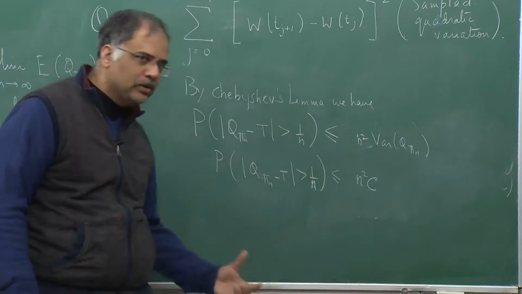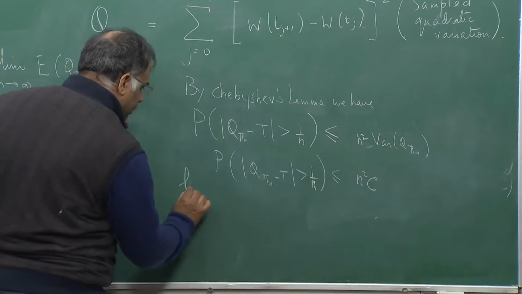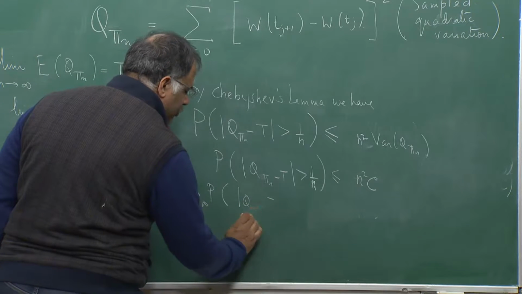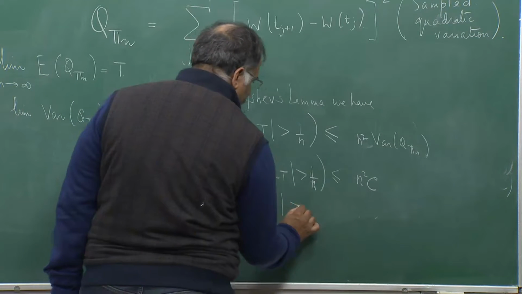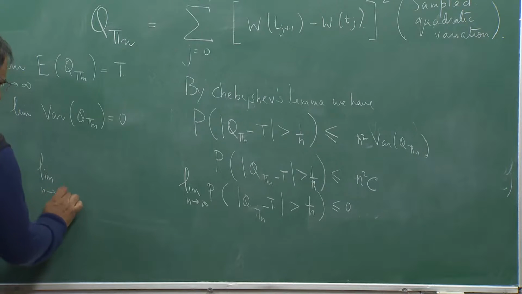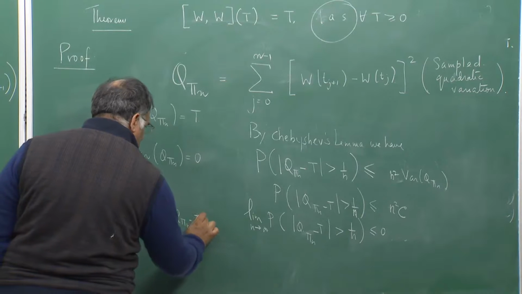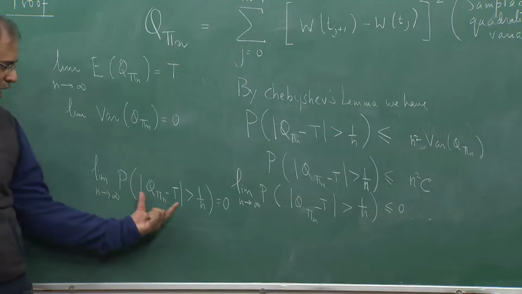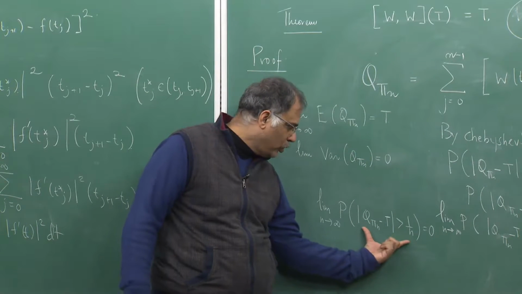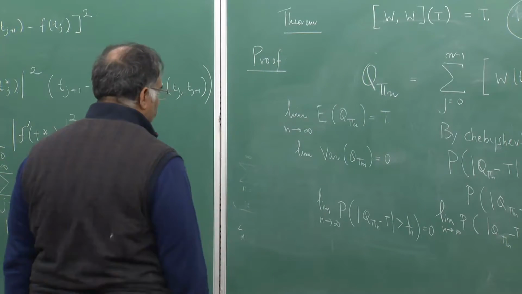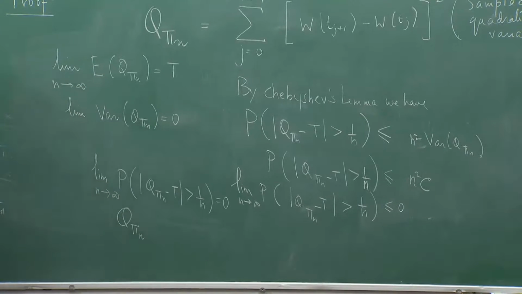So, what does this tell me? It tells me that the limit as n tends to infinity of the probability of |Q_πn minus t| strictly bigger than 1/n is less than or equal to 0, but probability is never a negative quantity. So the limit as n tends to infinity is 0. So, it tells me as n becomes very large, the set of all omegas for which this is true has measure 0, which says that Q_πn converges to t in probability.